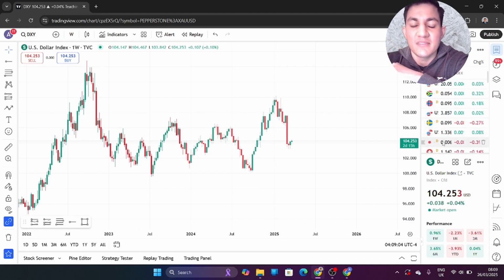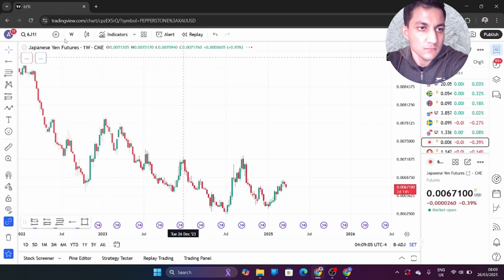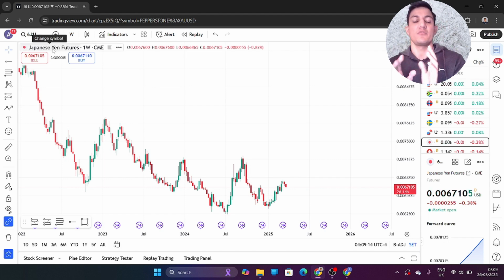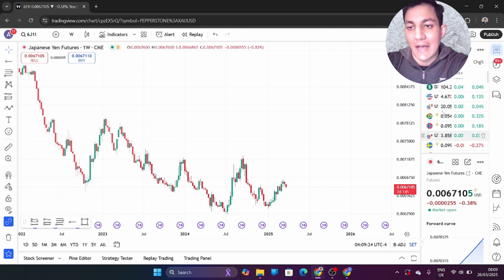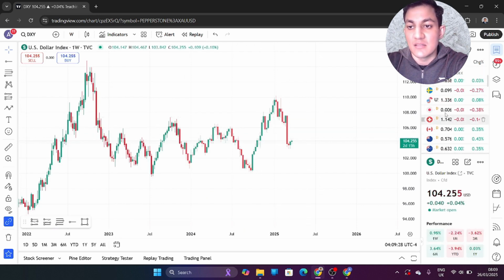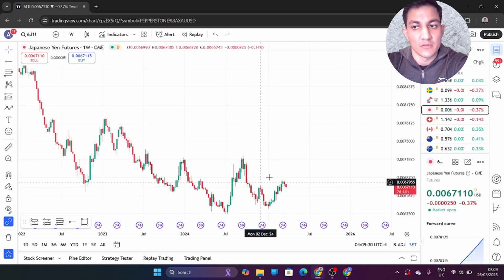If you type in 6J on your charts, right? If you type in 6J into your TradingView charts, you'll get the Japanese yen futures. That is the exact same thing, but for the yen, right? So this is all the currencies against the Japanese yen. Essentially, it's how valuable is the Japanese yen, right? Whereas this is how valuable is the dollar. This is the dollar against all the major currencies. This is the yen against all the major currencies. Now, you remember from school, spot the difference.